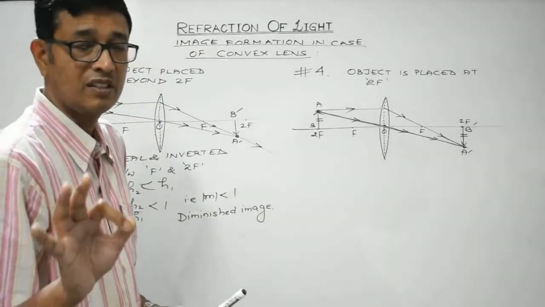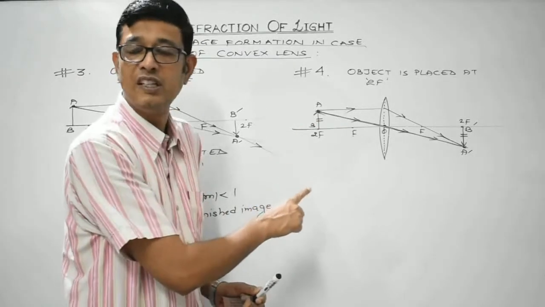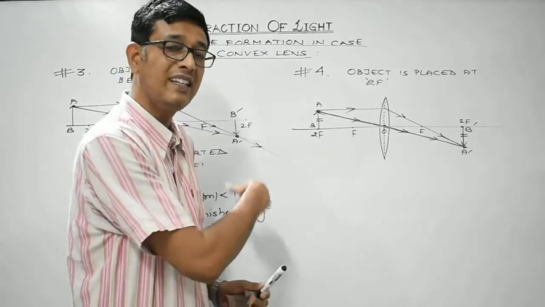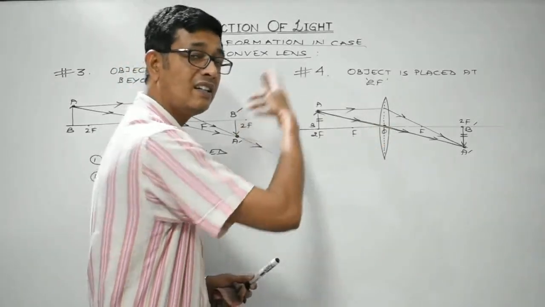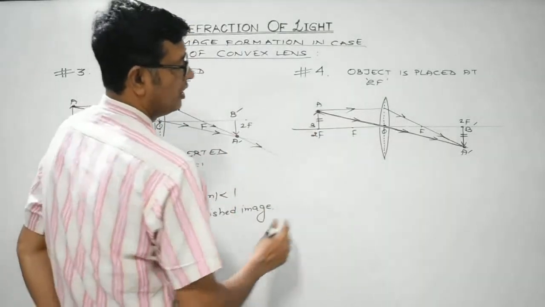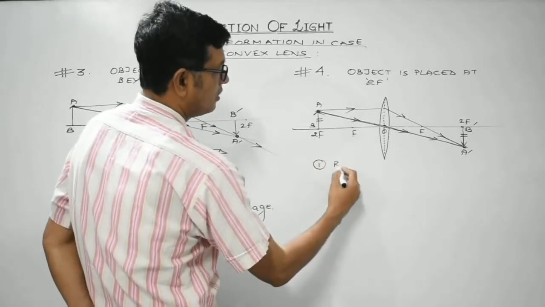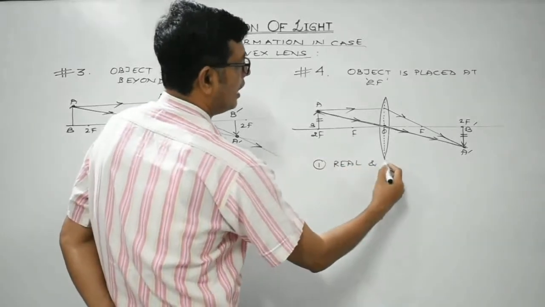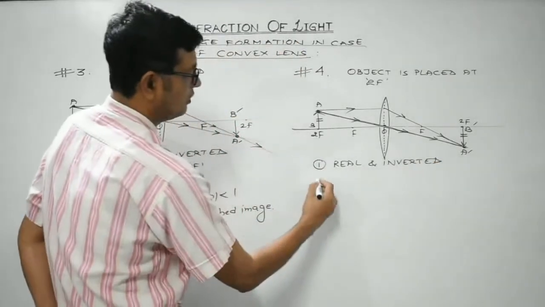So remember, students, in case the object is placed at 2f, then its real, inverted and same size image will be also formed exactly on the other side and at 2f, right? This is a very very important situation. So, what's the nature of the image then? Image is real and inverted.